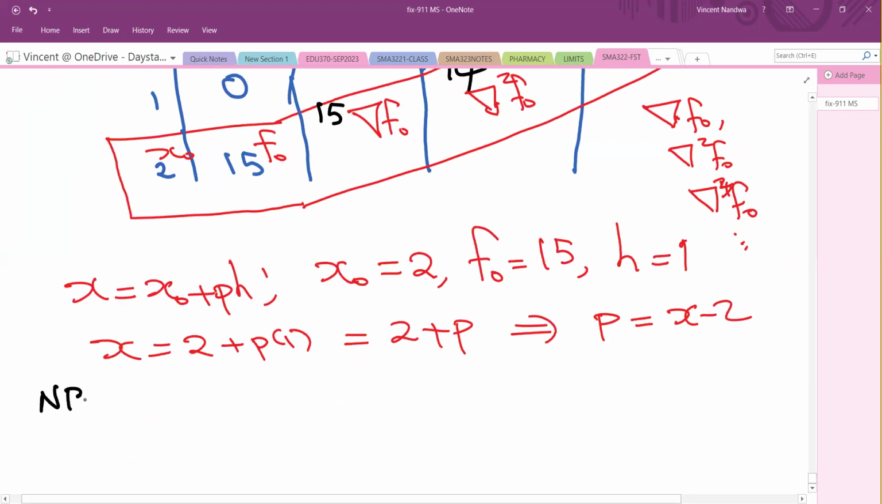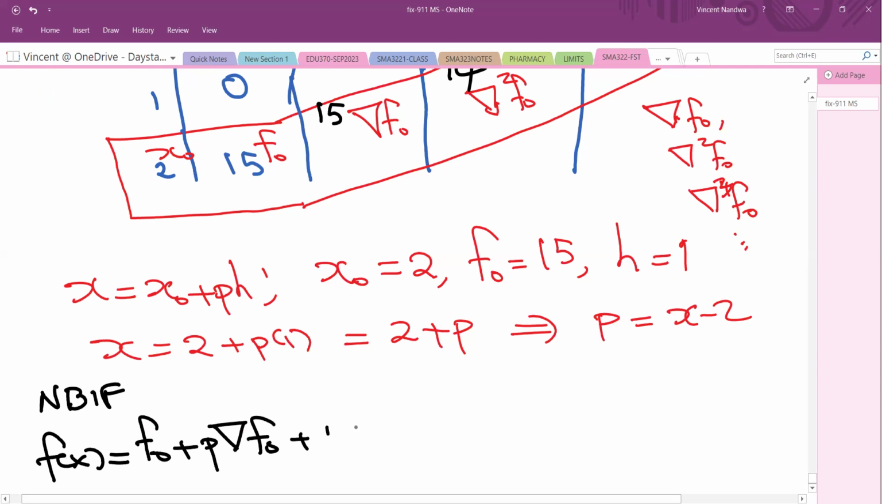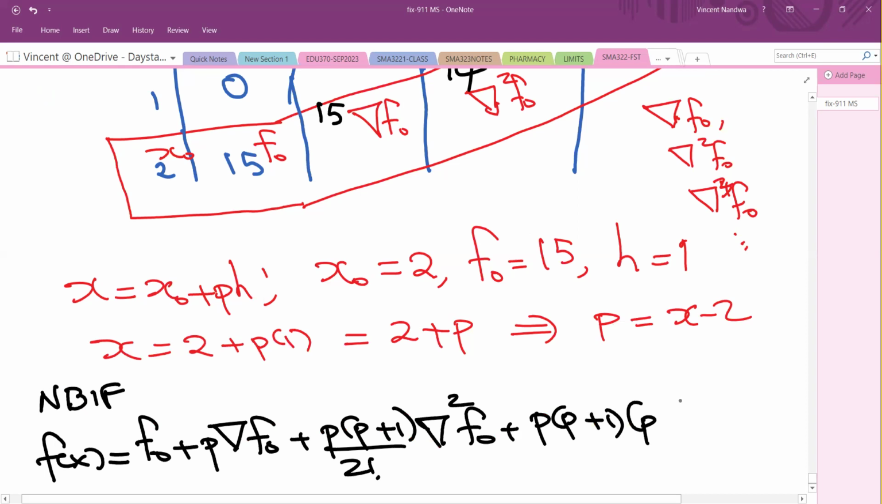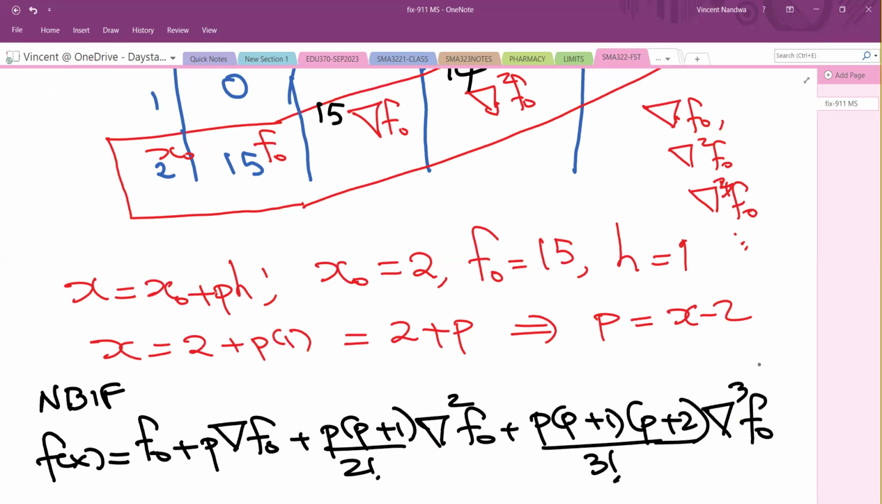So now you write your Newton backward interpolation formula. f of x equals f naught plus p backward of f naught plus p into p plus 1 over 2 factorial second backward of f naught plus p into p plus 1, p plus 2 over 3 factorial times third backward of f naught. I'll stop there because my difference table does not allow me to read values beyond third differences. If it was allowing that, then I can extend the formula.